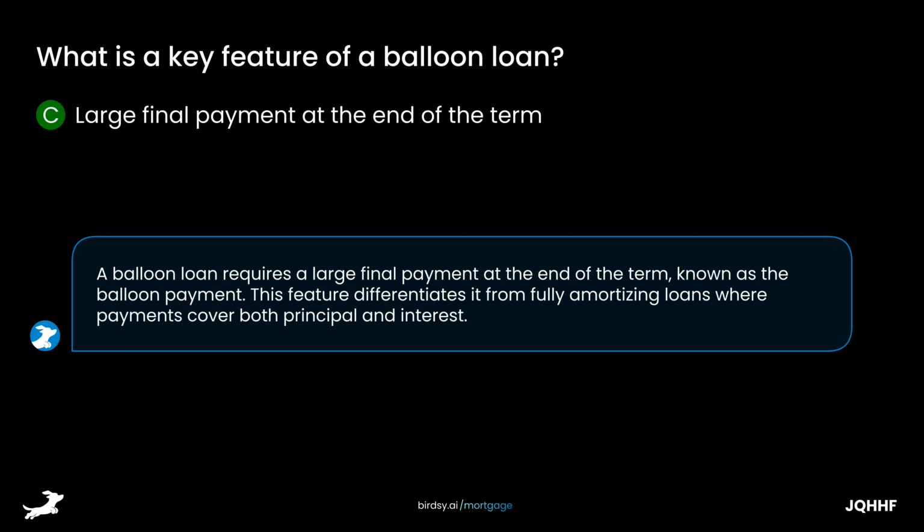A balloon loan requires a large final payment at the end of the term, known as the balloon payment. This feature differentiates it from fully amortizing loans, where payments cover both principal and interest.